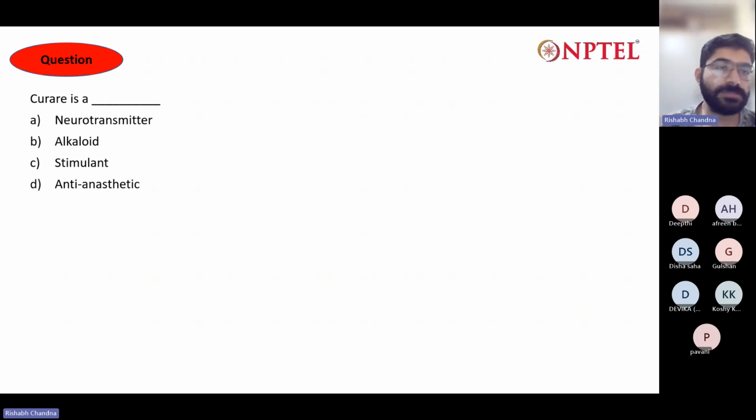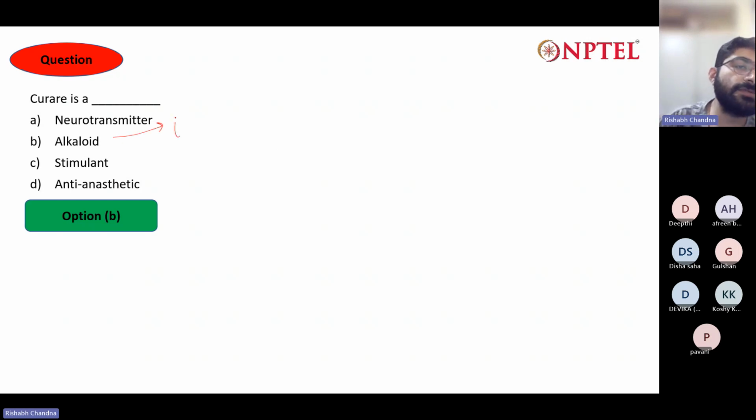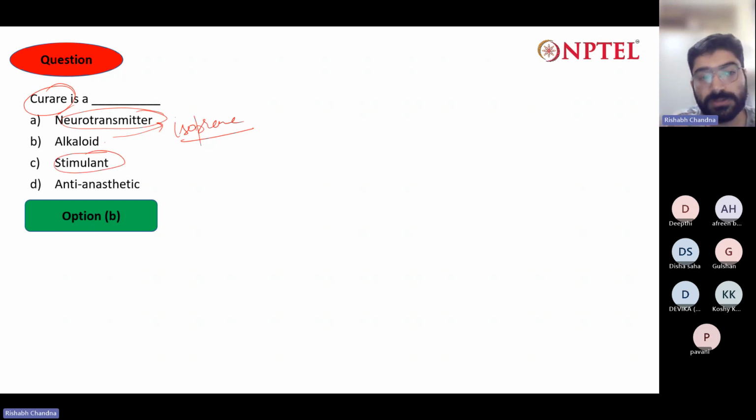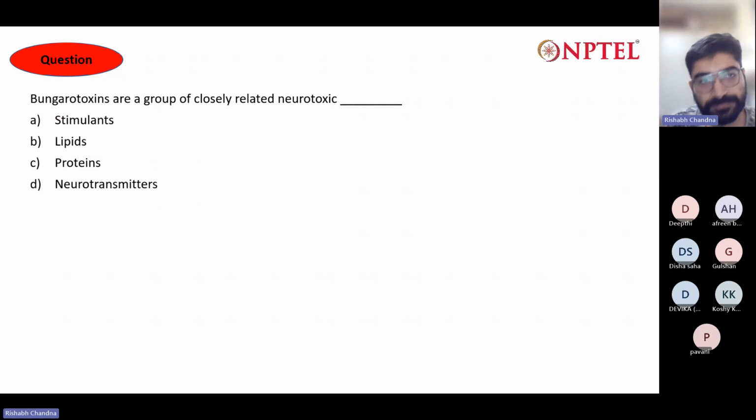So curare is basically an alkaloid. Alkaloids are those compounds that have isoprene-like units. Curare is an example of an alkaloid, just like morphine or cocaine that we see. It's not a neurotransmitter. It is not a stimulant. It is basically a relaxant, so it cannot stimulate anything, and it is also not an anti-anesthetic. Okay, so let's move on to the next question.